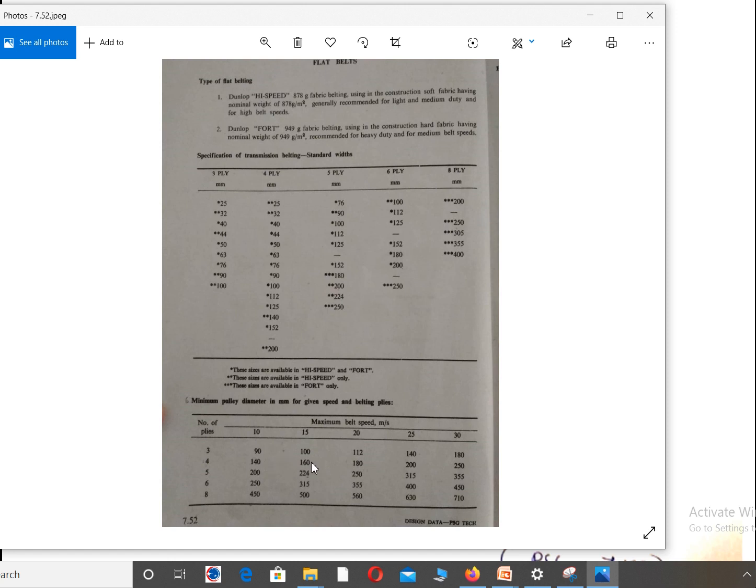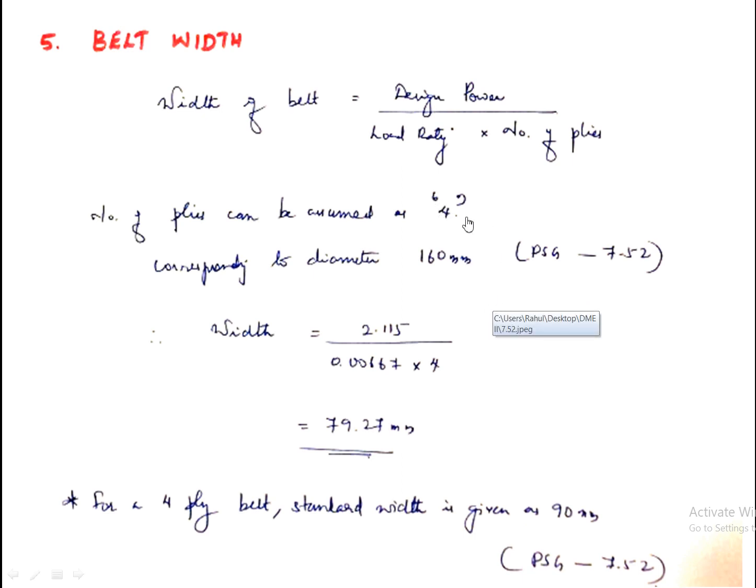You can directly take the number of plies depending upon the minimum pulley diameter. As you can see, the minimum pulley diameter that we have obtained is 160, right? Therefore, corresponding to this 160, the number of plies is actually 4. So directly select the number of plies as 4. Okay, that's it. Substitute those values, and you will find the width of the belt. As simple as that, you will get the width directly.